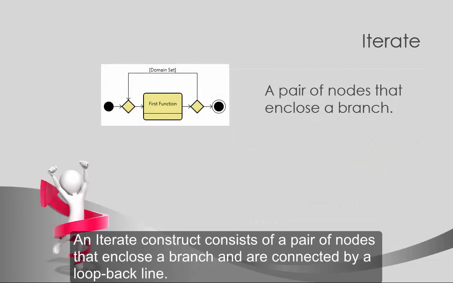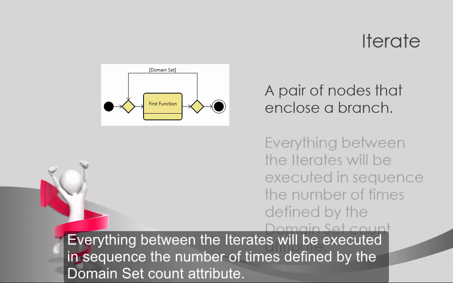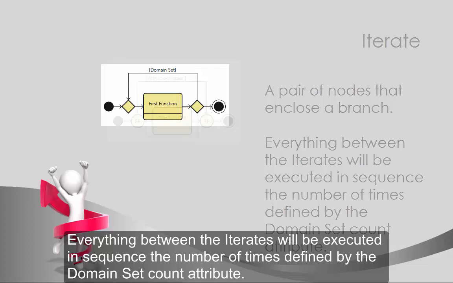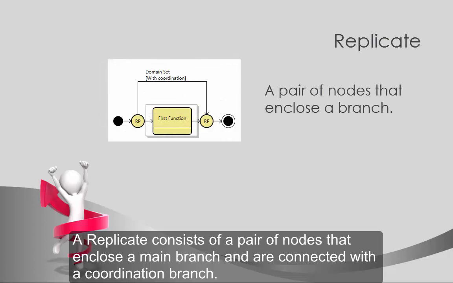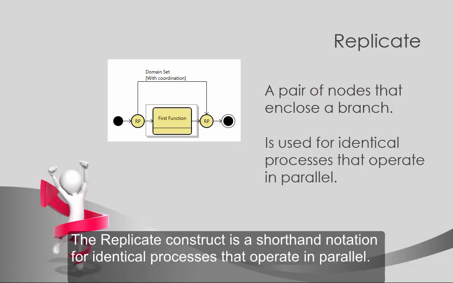An iterate construct consists of a pair of nodes that enclose a branch and are connected by a loopback line. The line is automatically labeled with the name of the associated domain set entity. Everything between the iterates will be executed in sequence, the number of times defined by the domain set count attribute. A replicate consists of a pair of nodes that enclose a main branch and are connected with a coordination branch. This coordination branch is automatically labeled with the name of the associated domain set entity. The replicate construct is a shorthand notation for identical processes that operate in parallel.